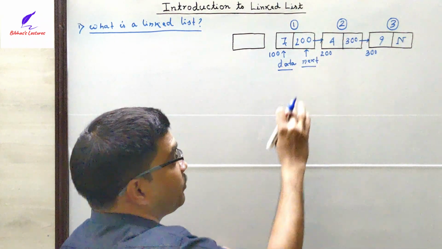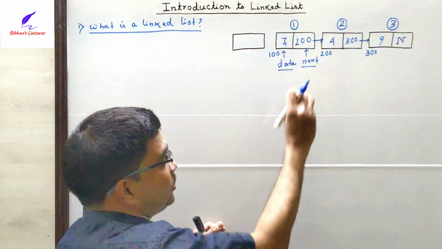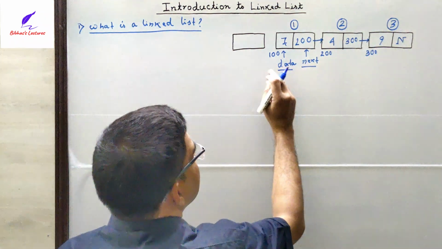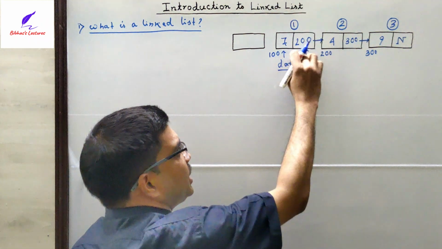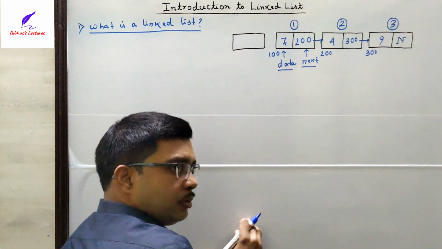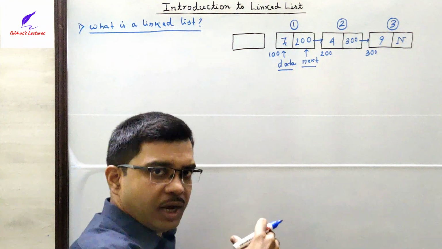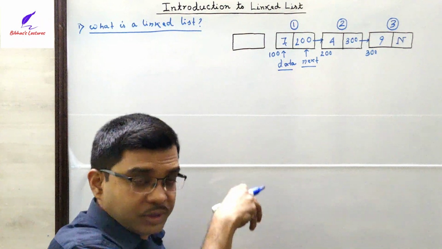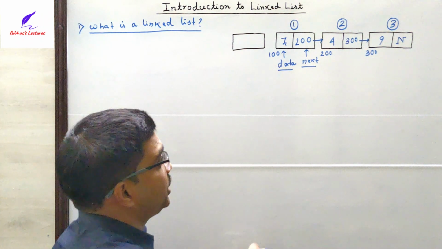Here we have considered a single linked list having 3 nodes. Single linked list means each and every node will contain a single pointer, a single address. Other types of linked list we will discuss very soon during the course of this explanation.